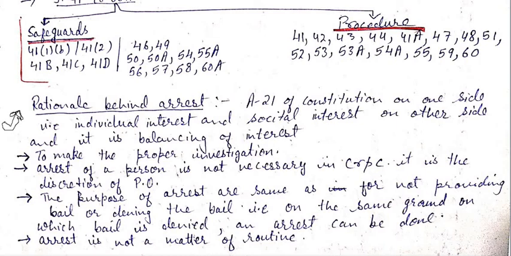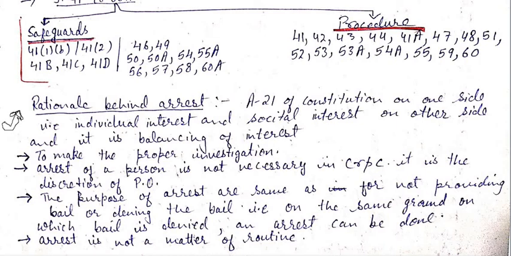So the point is arrest is not compulsory. It is always the discretion of the police officer. Arrest हमारा compulsory नहीं है, ये हमारे पुलिस ऑफिसर के विचाराधीन या विवेकाधीन है. If he wants he can, and if he does not want to, he need not arrest.